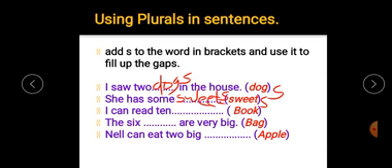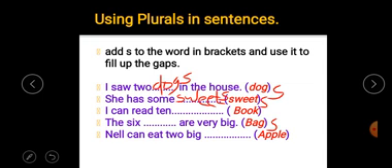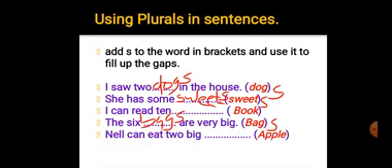What's the word in bracket? Bag. Add my S. Bags. The 6 bags are very big. And lastly, oh, sorry for that. Lastly, Nell can eat 2 big what? Apples. Very good. So we have been able to use plurals in sentences.